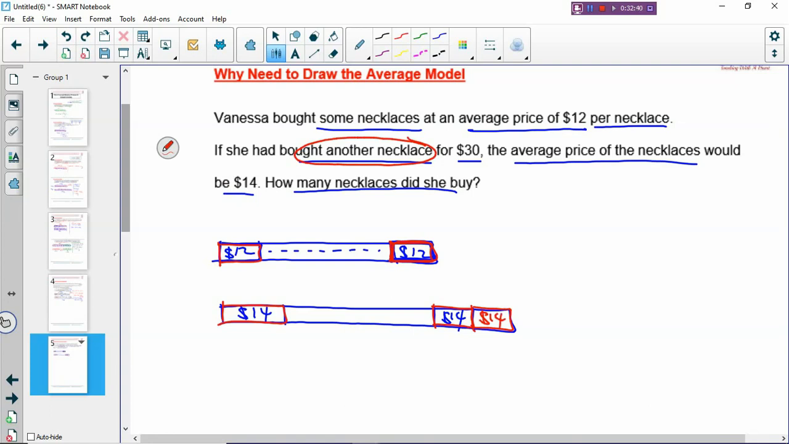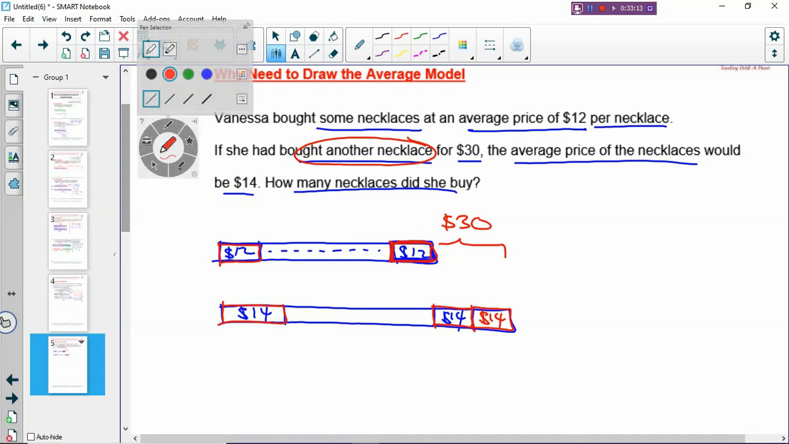So very important lesson here. You have to recognize the last necklace in the model before she bought another one. Okay, so if she bought another necklace for $30, the total cost of the necklaces must have increased by $30, right? So what happened to the total amount? It will increase by $30. And then what happened to the average? The average became more. The average now became $14 already.